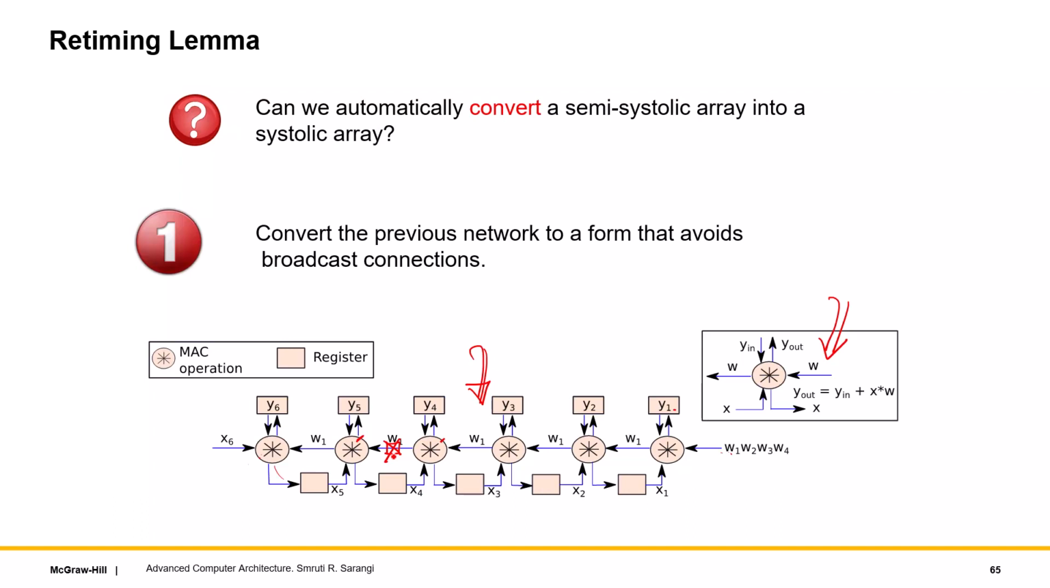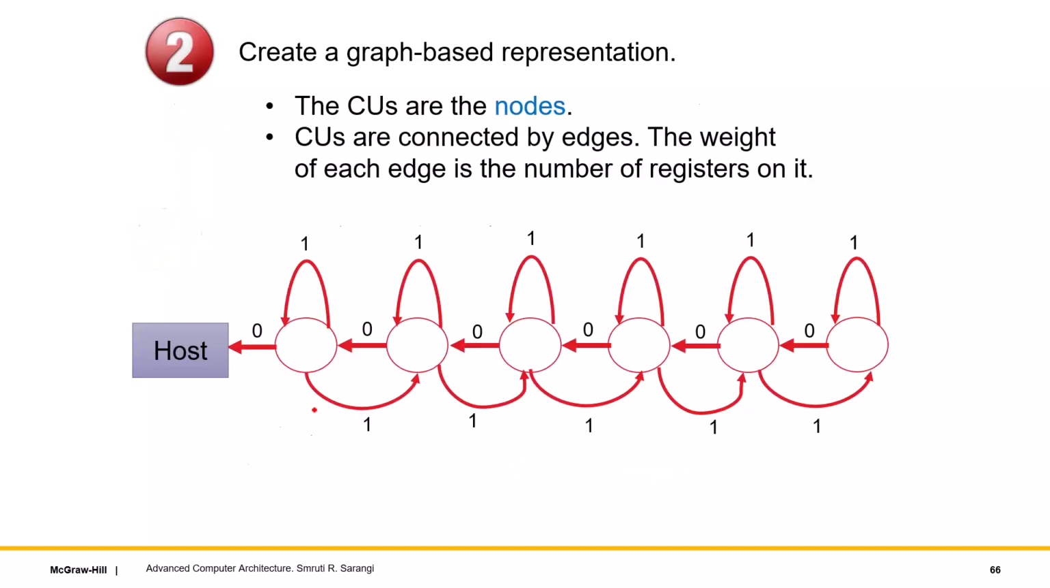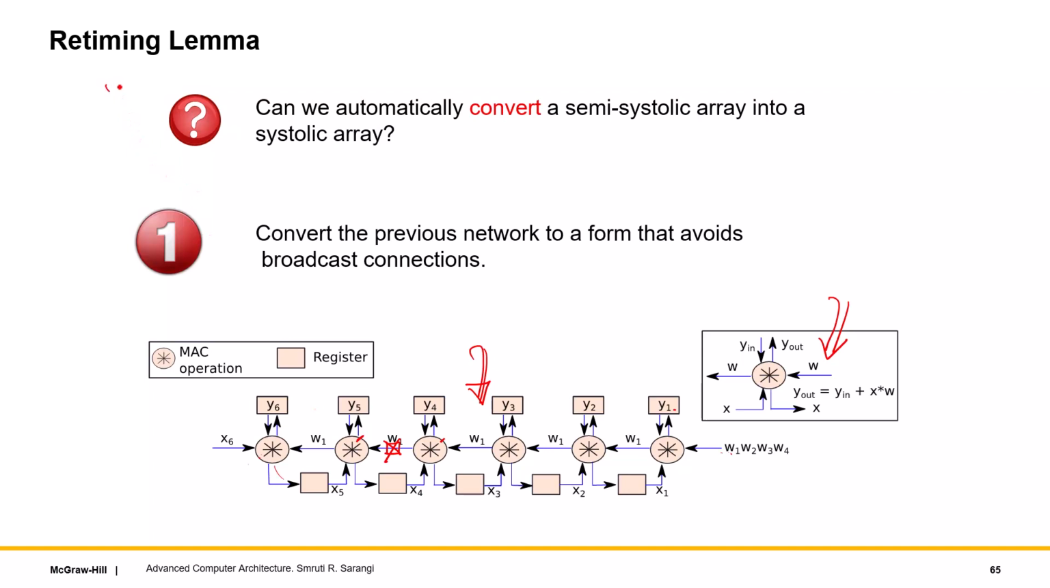So if we can convert this to a systolic network, then we will not have these long paths. So designing the hardware will become much easier, because hardware wants balanced pipeline stages. There is a retiming lemma which will allow us to do this. Sorry, I forgot to mention the title. So the retiming lemma will allow us to convert a semi-systolic array into a systolic array automatically.